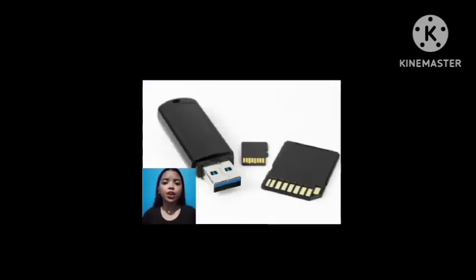I have here a summary of those flash memory devices. A USB flash drive connects to a USB port and is commonly used for transferring files between computers, while a micro SD card is the smallest one, used mainly in phones, cameras, and portable devices. And the SD card is a larger memory card used often in cameras and some laptops.